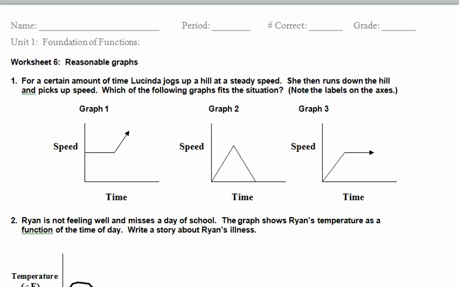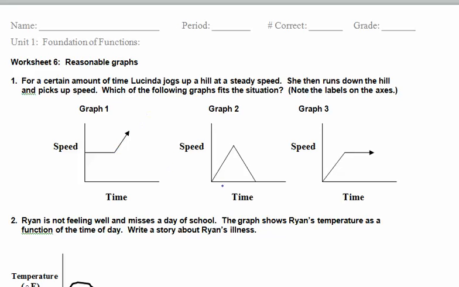All right, so I'm actually going to continue on through to worksheet 6 on this one. So it says here, for a certain amount of time, Lucinda jogs up a hill at a steady speed. She then runs down the hill and picks up speed. Which of the following graphs fit the situation? All right, so on this one, she is running at a steady speed, and then she goes faster. So even though she's running down the hill, she's going faster. So that one looks pretty good.